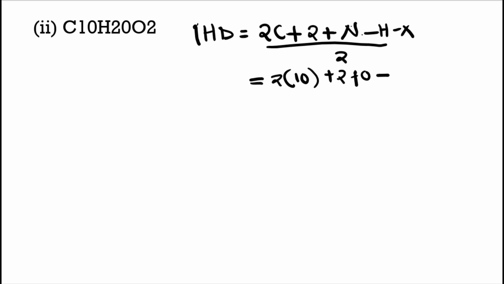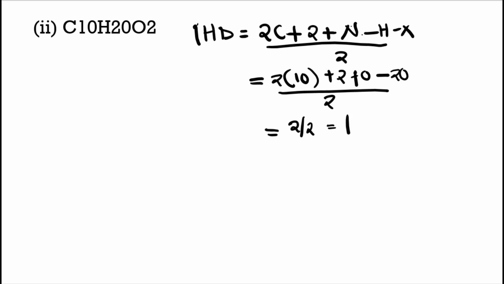Minus the number of hydrogens here is 20. We don't have any halogens, so we'll leave it blank there. Oxygen has got no place in the IHD formula, so you leave it. Over 2. You calculate, this will be 22 minus 20. So 10 times 2, 20 plus 2, plus 2, 22. Minus 20 will give us 2. So this will be 2 over 2. 2 over 2 is going to give us an IHD of 1. So we're going to have an IHD of 1 here.